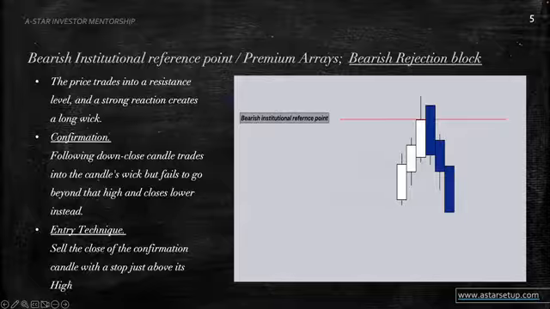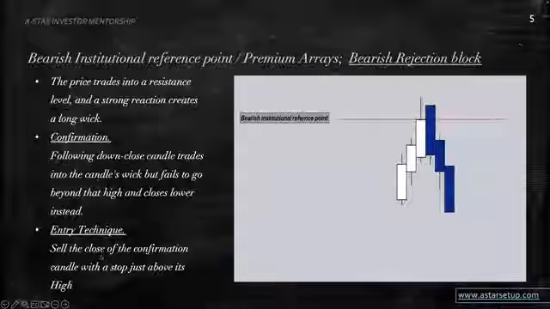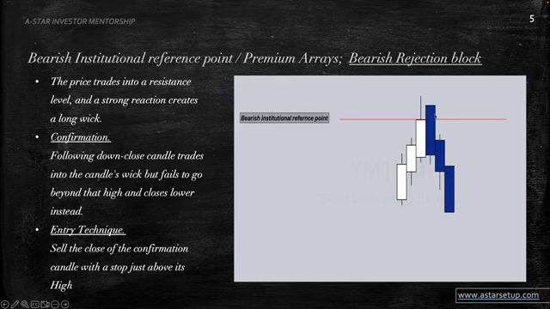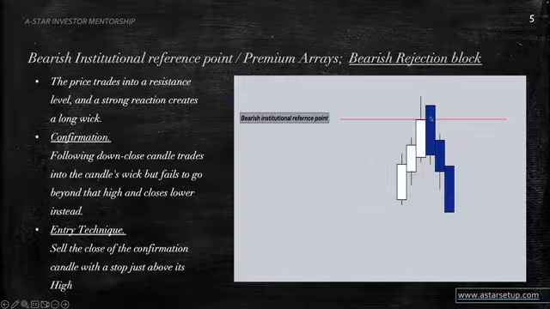So entry technique, how I trade this rejection block: I sell the close of the confirmation candle. So when I see that this candle, the one that succeeded the candle that had a long wick, has closed, so we traded into the wick of that candle, there was a strong rejection away from that wick, and then price closed lower, I want to sell the close of that candle with my stop above the high.